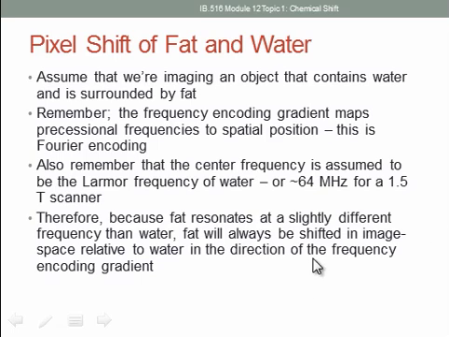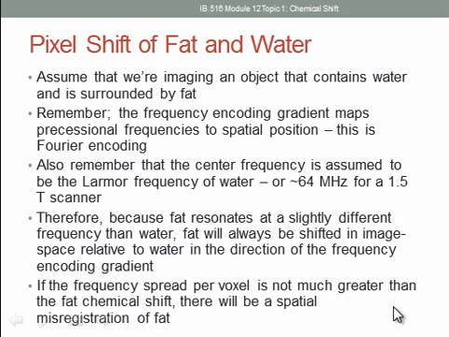Because fat resonates at a slightly different frequency than water, there will be some degree of shift in an image relative to the water in the direction of the frequency encoded direction. Now there actually will always be a shift, but whether or not you actually see the shift in the image is a different story, and that depends on the imaging parameters that you set up.